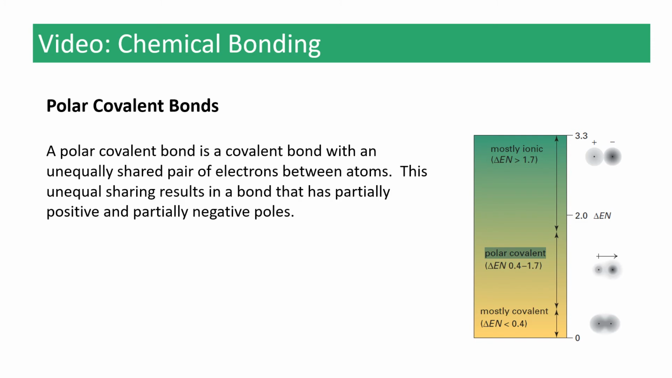A polar covalent bond is a bond that's covalent, but it has an unequally shared pair of electrons between the atoms. This unequal sharing results in a bond that has partially positive and partially negative poles.